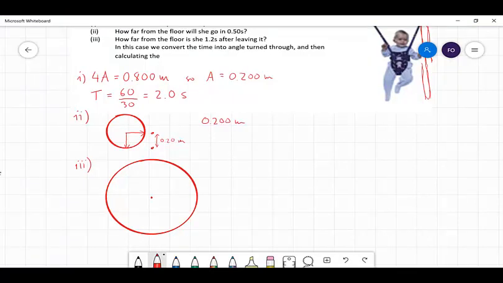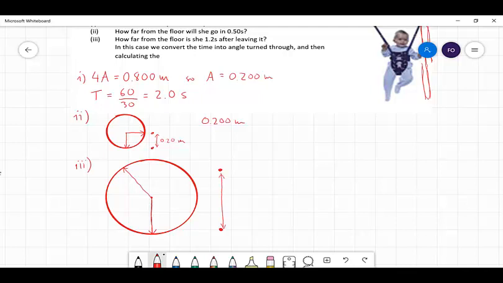So we want to find out how far from the floor she is 1.2 seconds after leaving it. So we'll draw the starting phasor, which is downwards because she's at the floor to begin with. So she's at this lowest point. And we know that after half a second she'll be there. After 1 second she'll be at the top. And after 1.5 seconds she'll be here. So she will be somewhere around here. And we want to know how far from the floor she is, so we want to know what this whole distance is.